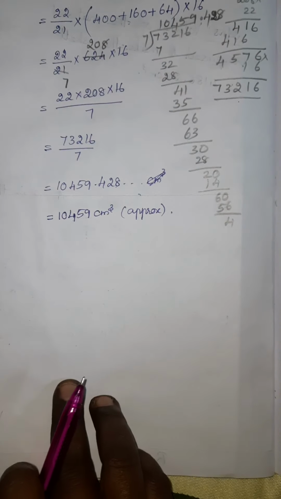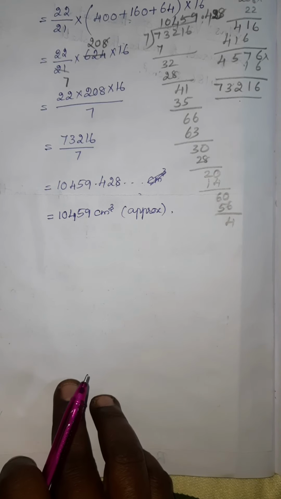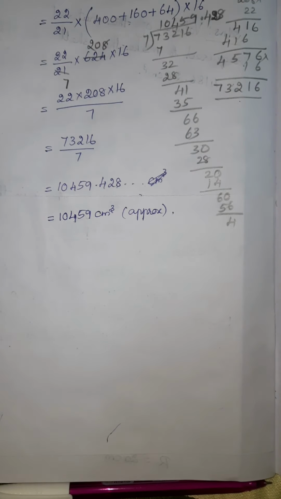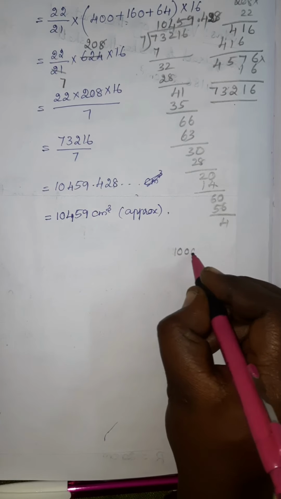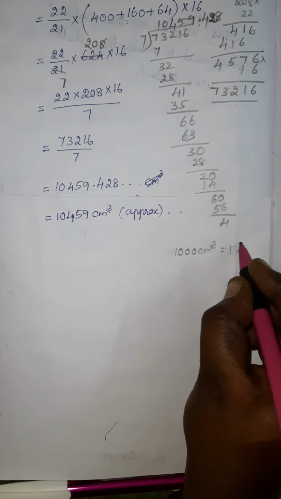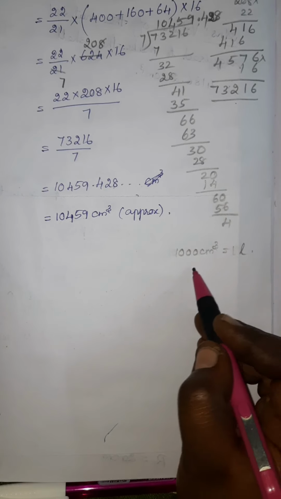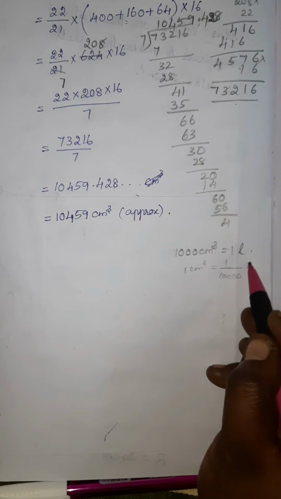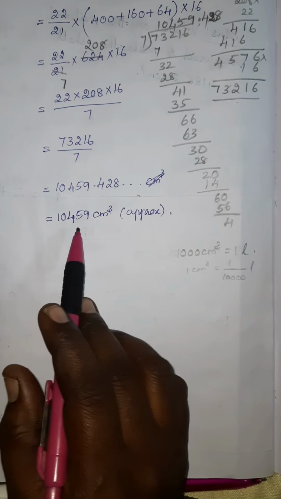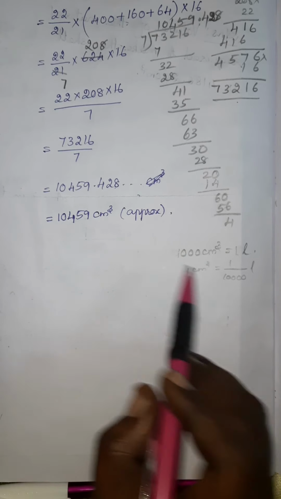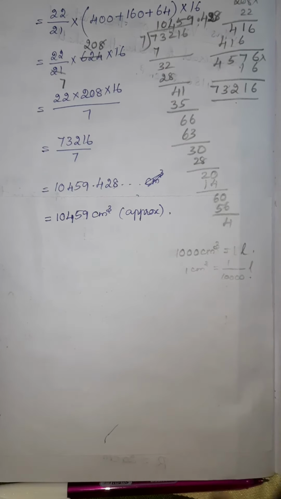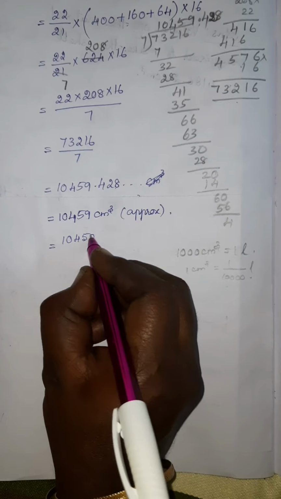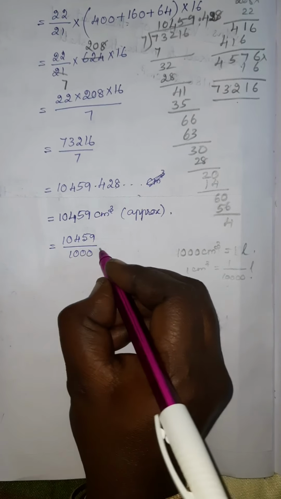Okay, now in the question they have given the cost of the milk per liter. So we can change the centimeter cube into liter. Okay, we know the relation 1000 centimeter cube is equal to 1 liter. So that means 1 centimeter cube is equal to 1 by 1000 liter. So this 10,459 centimeter cube means 10,459 divided by 1000 liter. So we need to divide using 1000, and you will get the value in liter.